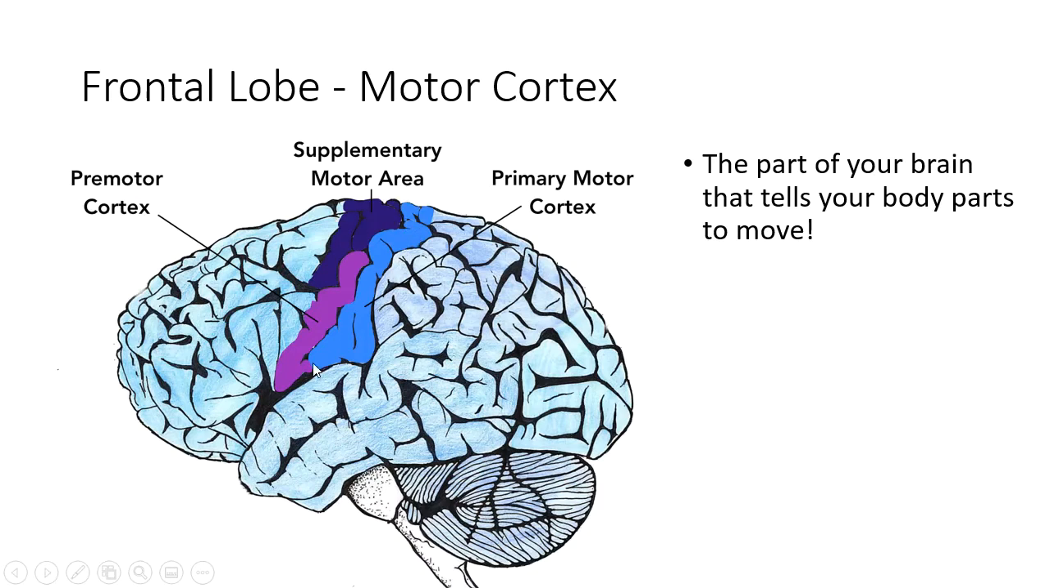This is the motor cortex here. This is the somatosensory cortex right here. It's the line between the parietal and frontal lobe. So the somatosensory cortex is here, and the motor cortex is right here. This is the part of your brain that basically tells your body parts to move. This is conscious movement. So if you want your leg to move, your arm to move, this is where your brain sends those signals down to your body to tell those things to move, right?